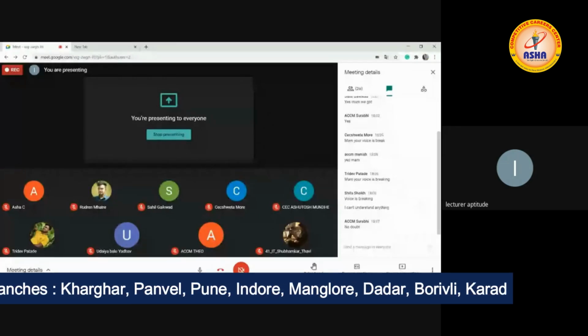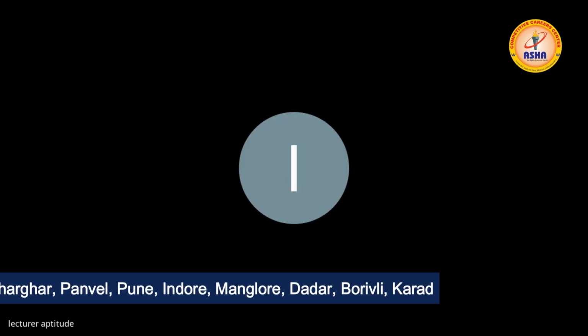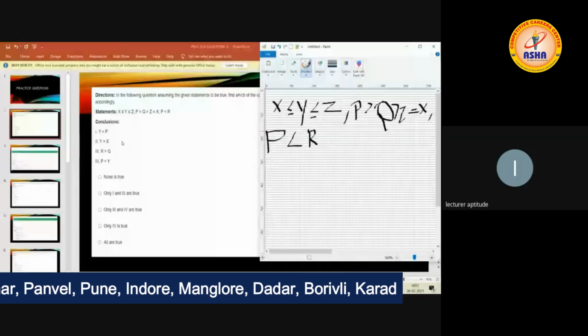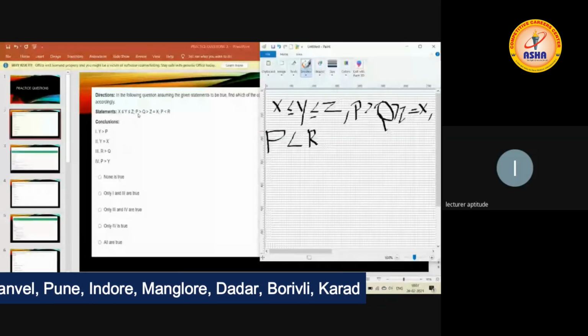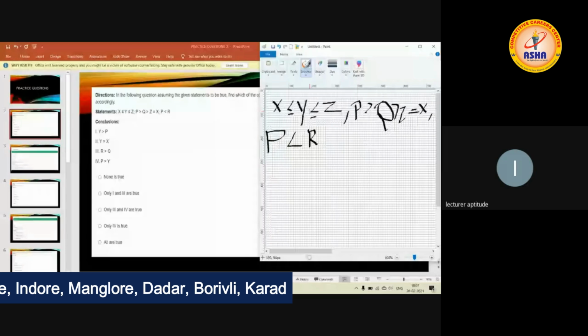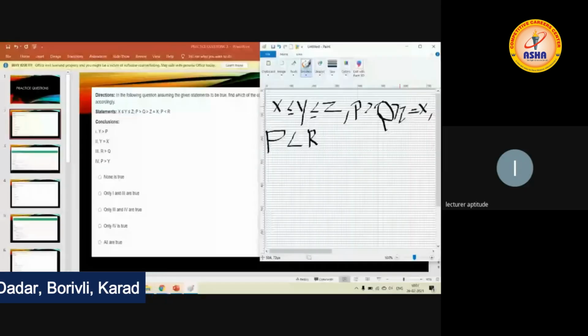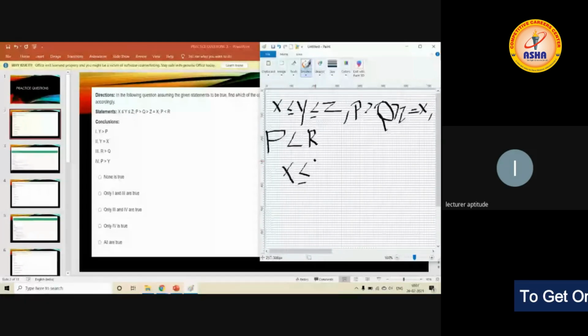So let's do this question. We have the statements, and we have to combine them. How will you combine this? x is less than or equal to y is less than or equal to z. We have to check whether there is any common part. Here there is a z and here is also a z, so we combine it like that. We can write x is less than or equal to y is less than or equal to z, and here we know that z is equal to x.